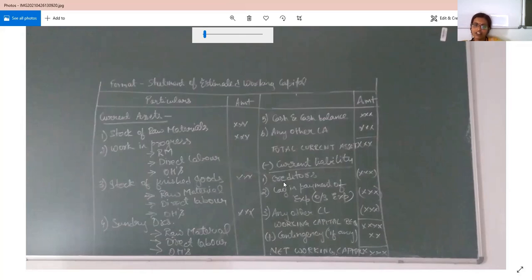And the first liability is your creditors. Now, who are creditors? Creditors are the suppliers of the company to whom you have to pay money. Okay, so you buy what from them? You buy raw materials from them. So while calculating the cost of creditors, you will take only raw material cost.